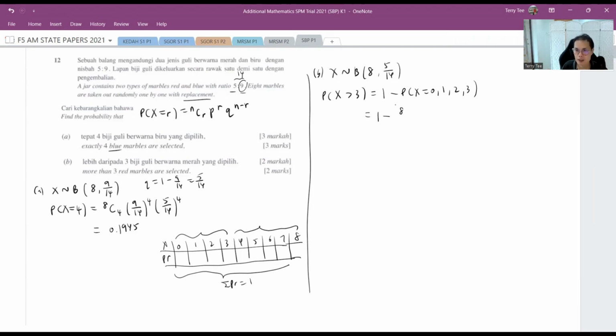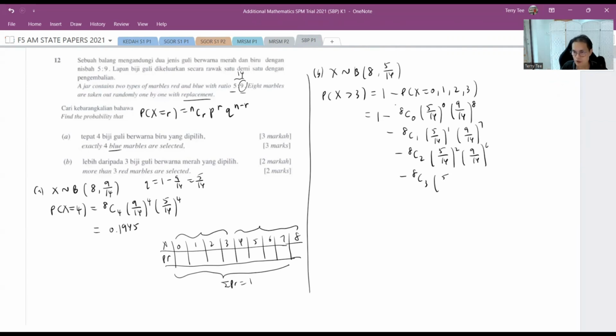So your N is 8, choose 0. Your P is 5/14, power 0. Your Q is 9/14, power 8. Now for me, I like to write minus below one by one because it's easier to see. This next one is 8, choose 1. Your P is this, your Q is this, just reduce by 1, 7. Then you can do 8, choose 2, 5/14, power 2, 9/14, power 6. Just reduce by 1. 8, choose 3, 5/14, power 3, 9/14, power 5. Now, I don't even want to use the calculator to type this way because it's going to be very, very long.